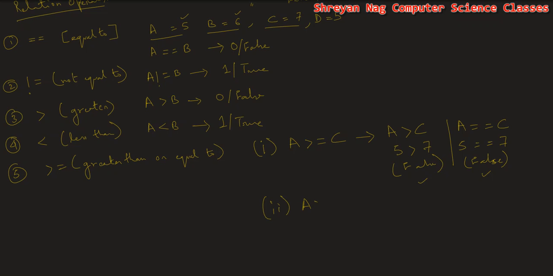A greater than or equal to D. Now here we are checking A greater than D and A equal to D. Is 5 greater than 5? No, it is definitely not, so it is false. But is A equal to D? Yes, it is equal to D. Since both the values of A and D are 5, we can say that is true. So you can definitely see that if any one of the conditions is true, then the output will be true. So for this case, the output will be true.